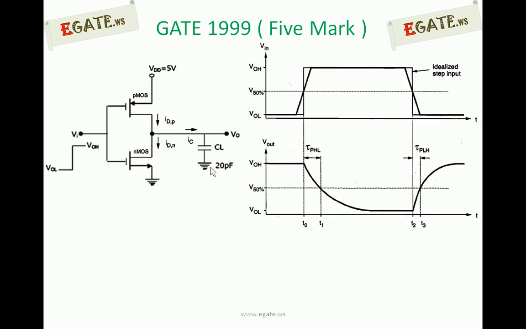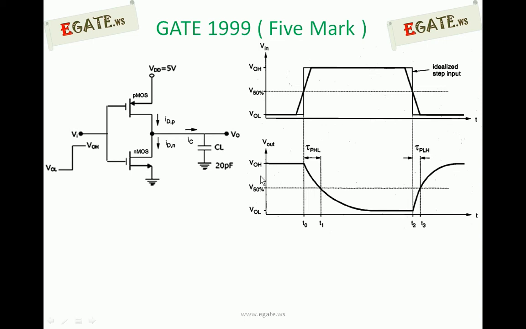Whenever we apply a step input voltage, here two inputs are shown, one is ideal, the other is practical. An ideal step input is one with 0 rise time and 0 fall time. Practically, every input signal will have some finite rise time and fall time, so this is practical whereas this is ideal. For simplicity, we will always consider the ideal one only. Whenever we apply an input waveform changing from VOL to VOH as well as VOH to VOL, by that time the output is going to change.